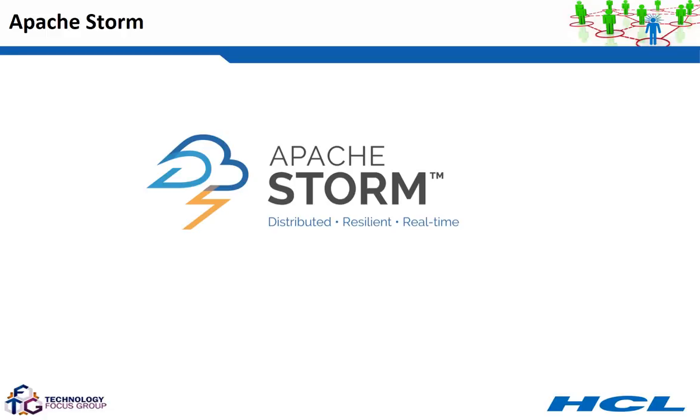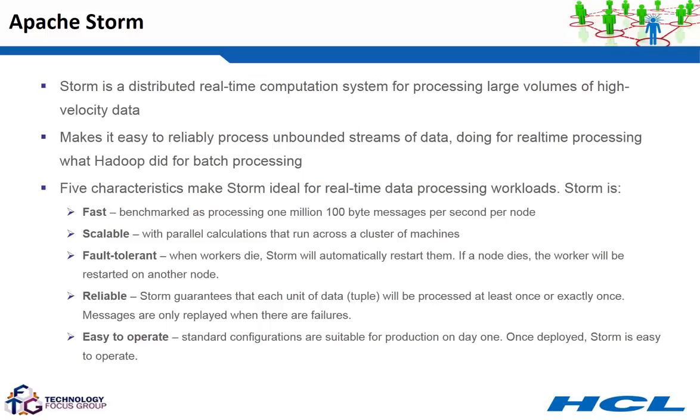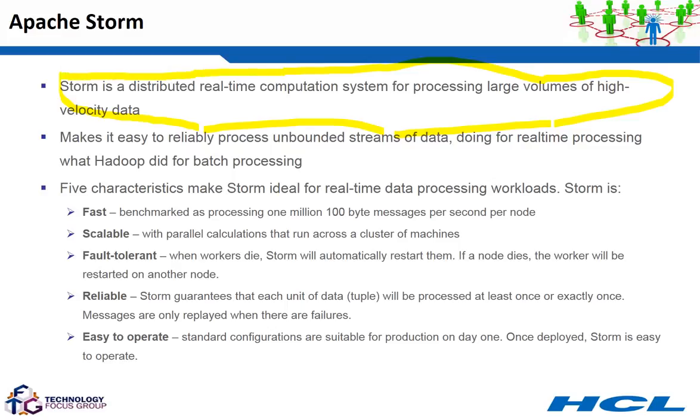Okay, so now we'll discuss Apache Storm. So Storm is a distributed real-time computation system for processing large volumes of high-velocity data. So this line basically sums up everything about Storm. If you need real-time handling of streams coming into the system at high velocity, you have to use Storm. Okay, it is one of the most popular and most powerful frameworks for handling real-time streams.